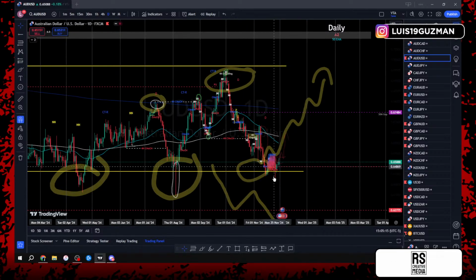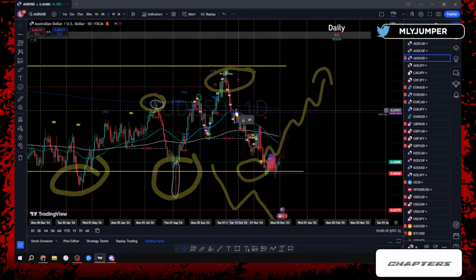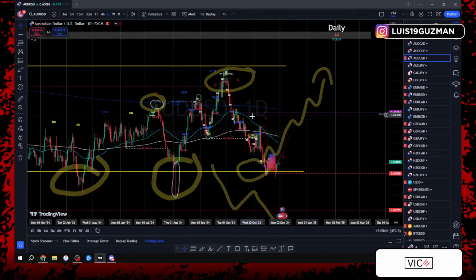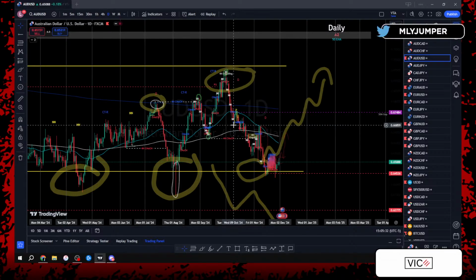Now, the only thing I don't like about AU is that we have a gap in the middle of the market after the first month. So, with that gap being in the way, could this be a reset of the trend?